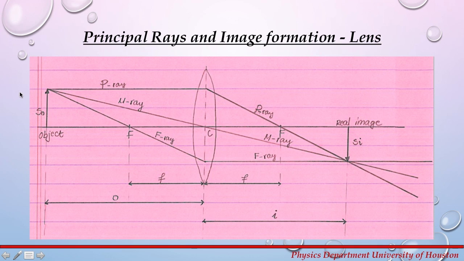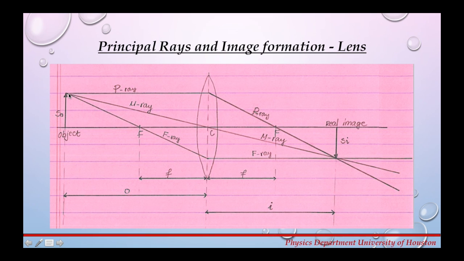The second ray is the F ray. It's an incident ray passing through a focus here, and then once it strikes the lens, it will bend parallel to the principal axis, like this. And the third ray is the M ray that passes through the optical center of the lens and continues along the same path, like this.